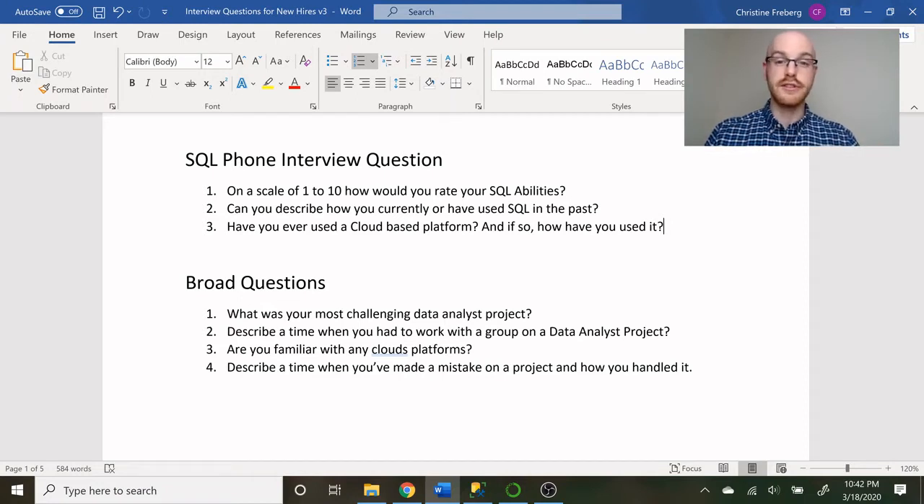A few questions that they might ask you are things like, on a scale of 1 to 10, how would you rate your SQL abilities? Can you describe how you currently use SQL? And have you ever used a cloud-based platform? Now, these are kind of the more technical or broad technical questions that they may ask you.